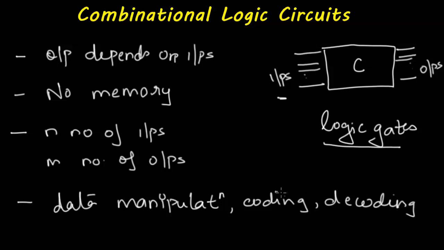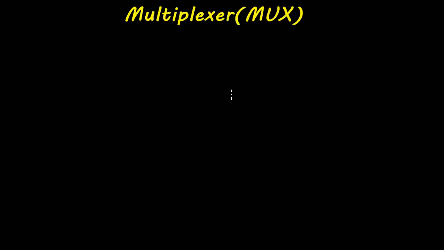So let's see the most commonly used combinational logic, which is called a multiplexer, also called MUX. A MUX is the most commonly used combinational logic. So how does it operate? Let's say this is my MUX. As a combinational logic, it has a number of inputs.